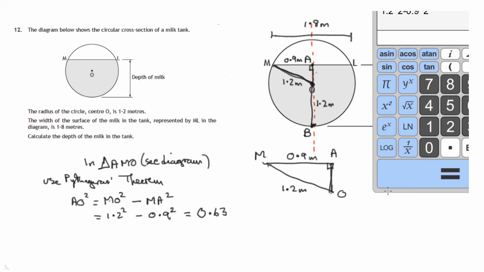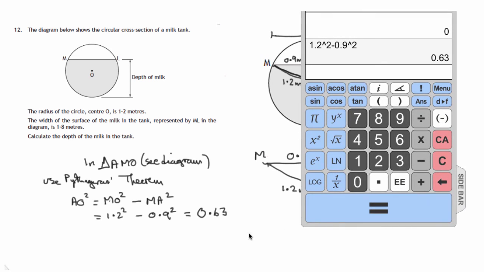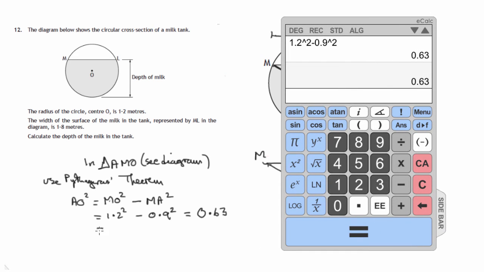So let's take the square root of that to get AO. So AO is the square root of 0.63. So it's the square root of that answer, the square root of the answer. And that comes to this messy decimal, 0.7937, and so it goes on.